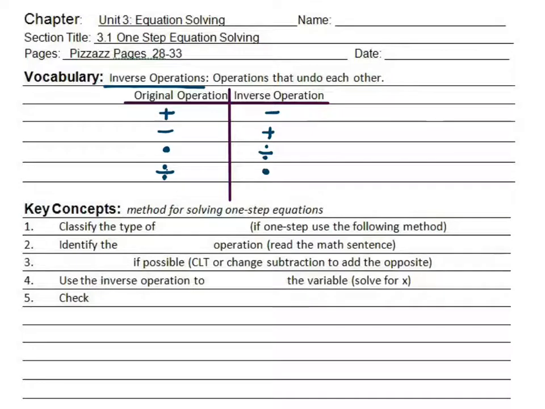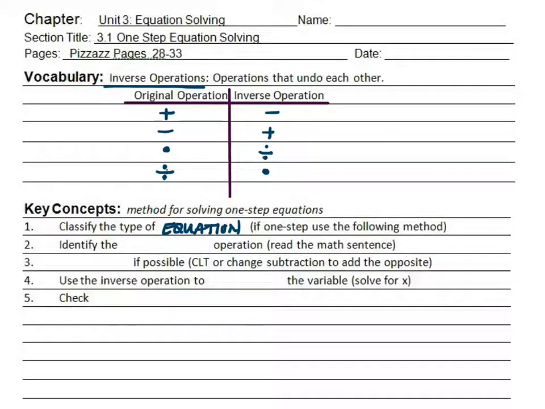So let's go ahead and take a look at some key concepts. The method for solving one-step equations: it's important to first make sure that we classify the type of equation. If it's a one-step equation, then we can follow the method below. If it's not, then we're going to want to look through our other note sheets as we progress and use the appropriate note sheet.